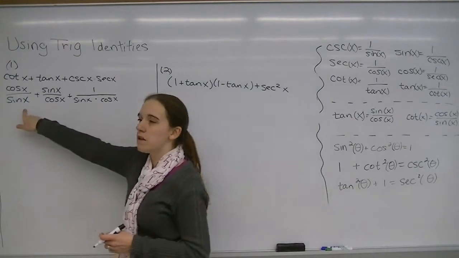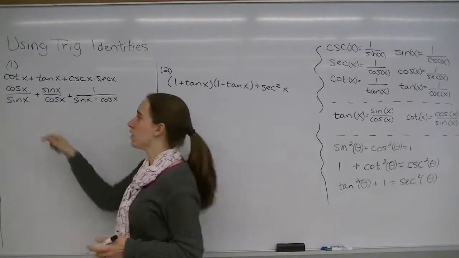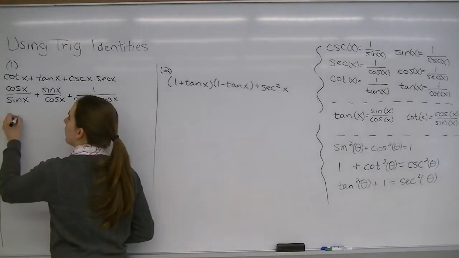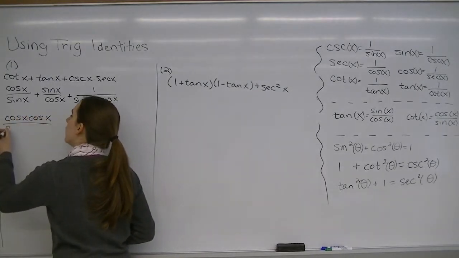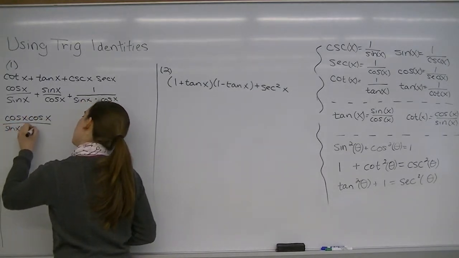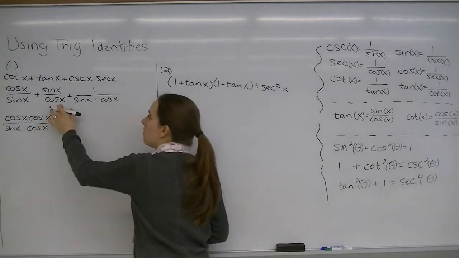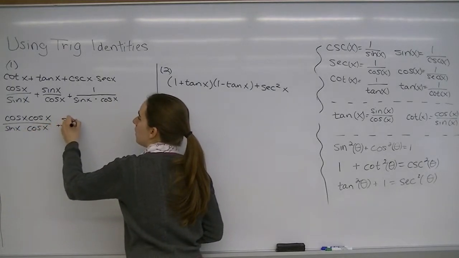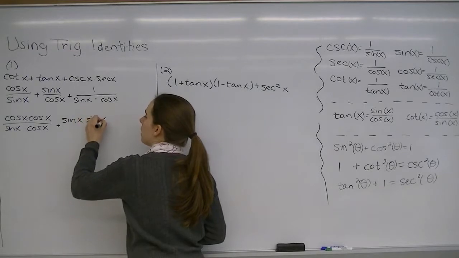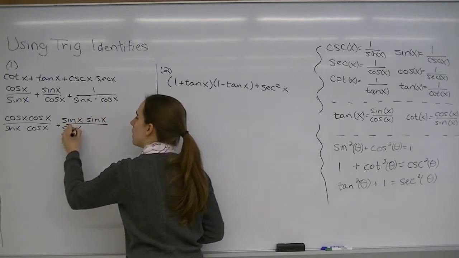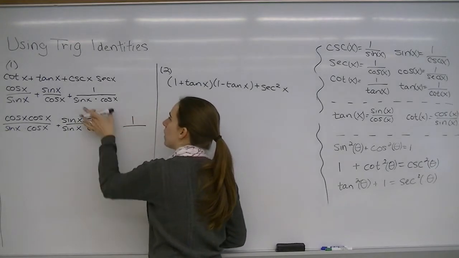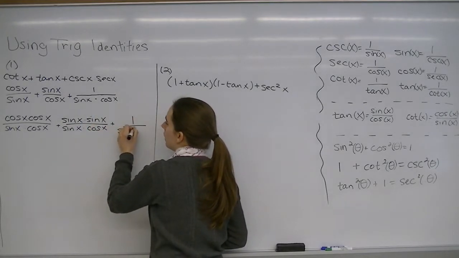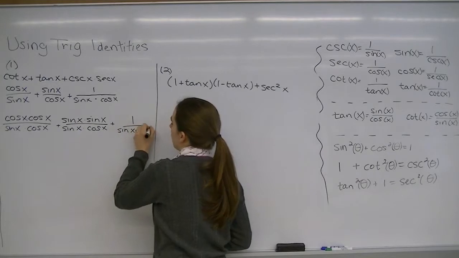So here I'm missing a cosine x in my denominator, so I need to multiply by cosine x over cosine x. Here I'm missing a sine in my denominator, so I need to multiply by sine x over sine x. And then the last term already has both, so I can just leave it alone.